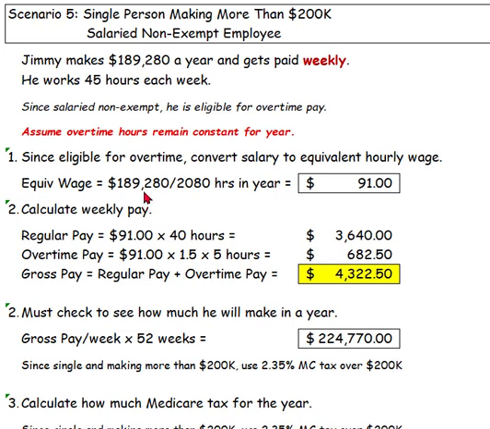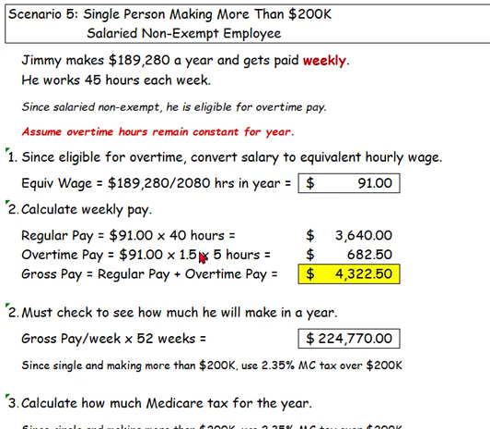So since he's eligible for overtime, we have to convert his salary to an equivalent hourly wage. So $189,280 divided by 2,080 hours in a year, which comes out to a $91 per hour equivalent wage. So then we have to calculate his weekly pay, considering overtime. So $91 per hour times 40 hours of regular pay yields that number.